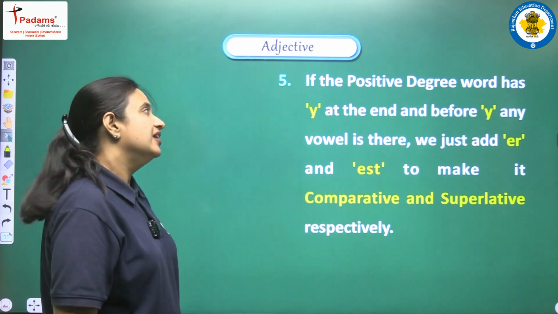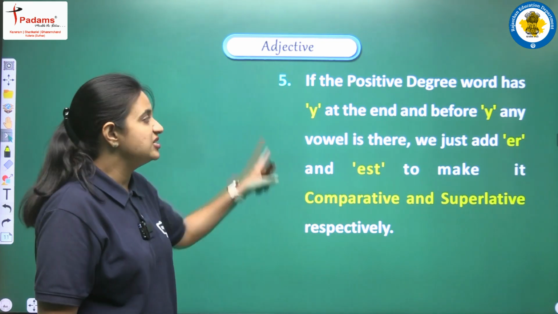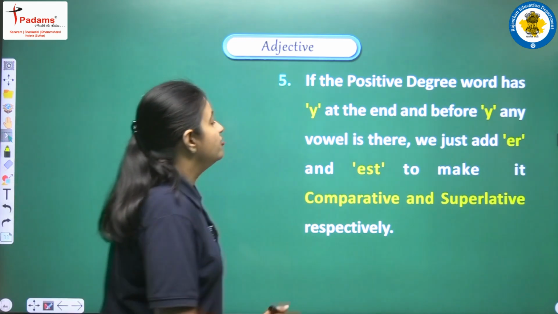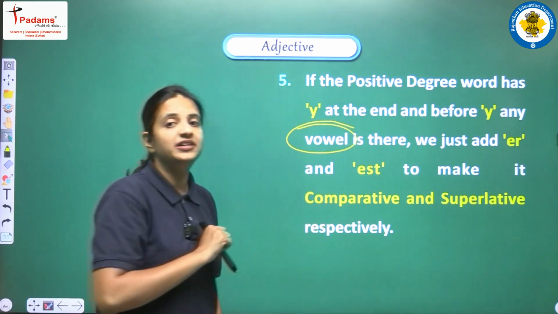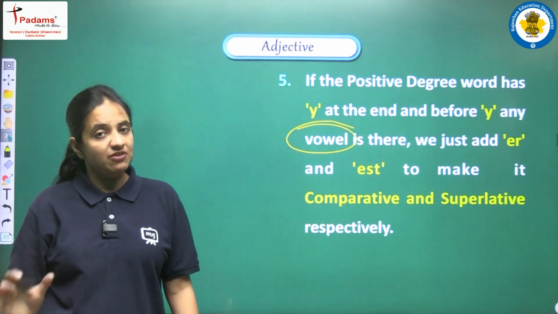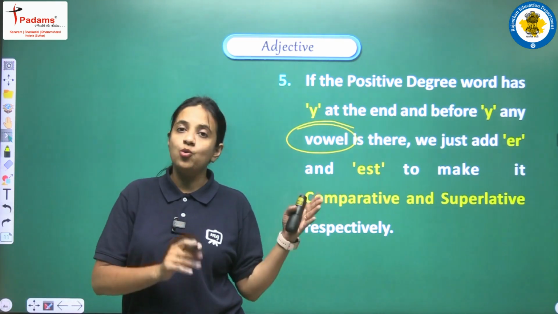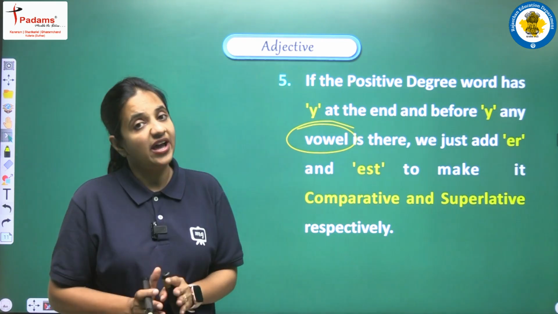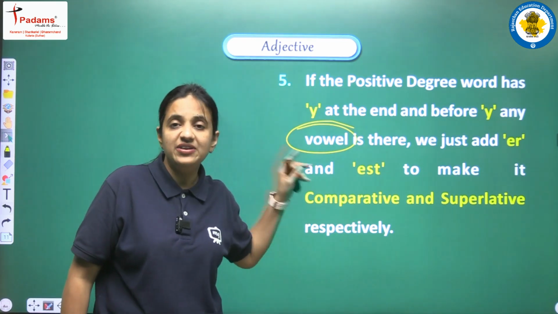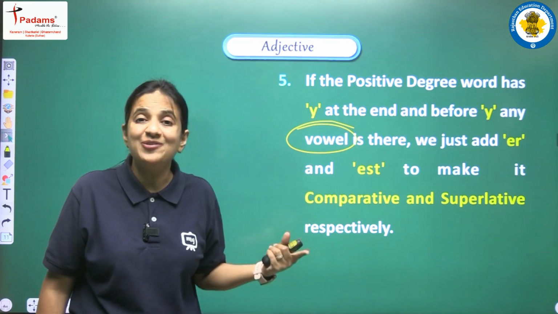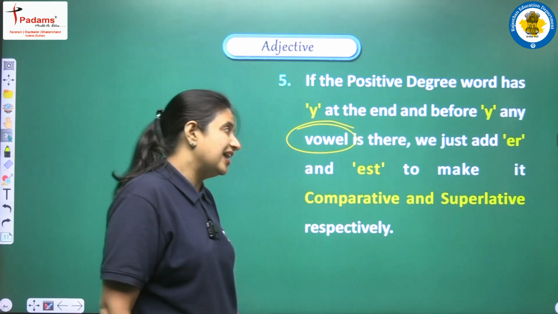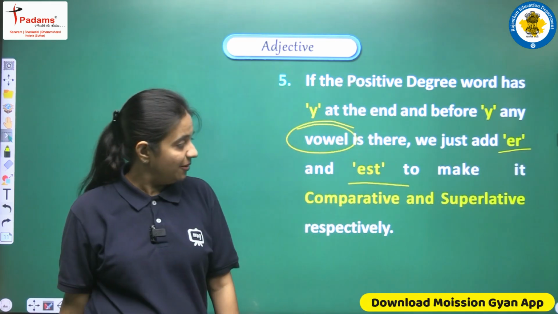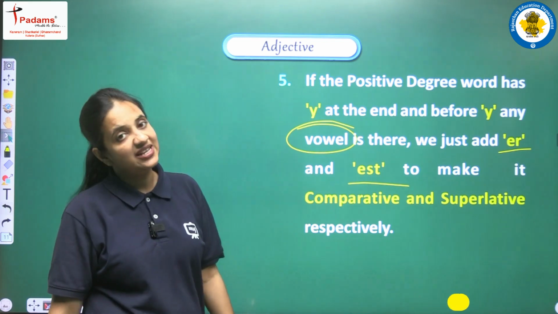So let's see. If the positive degree word has Y at the end of the spelling and before Y we are having any vowel. So students, in the previous rule we were having that at the end of the spelling Y is there and before Y we were having any consonant, right? But now if we are having any vowel before Y, then what we have to do? So let's see. Then we just add ER and EST to make it comparative and superlative degree respectively.